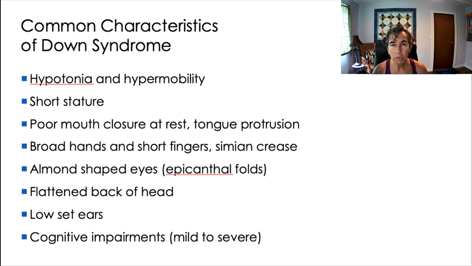Part of what happens with that is that it's more difficult to develop the muscles of the hand and the coordination of the hand because we have less arches to help form the hand into different positions for functional use. Individuals with Down syndrome also have almond-shaped eyes and often epicanthal folds, so that's a second fold of skin along the corner of the eye. They may have a flattened back of the head, low-set ears, and cognitive impairments that range from mild to severe.